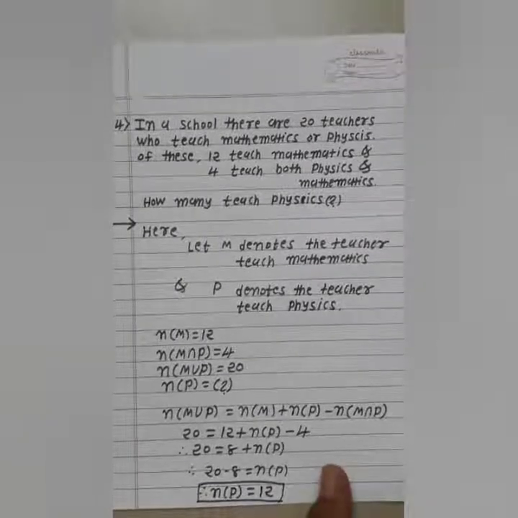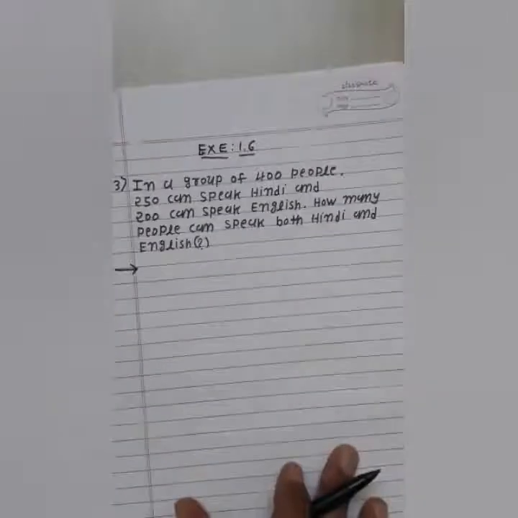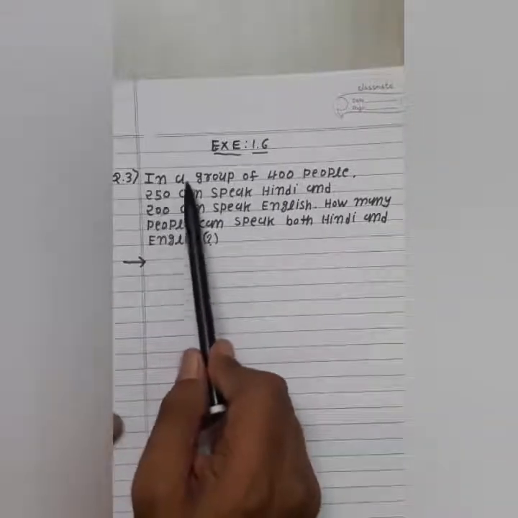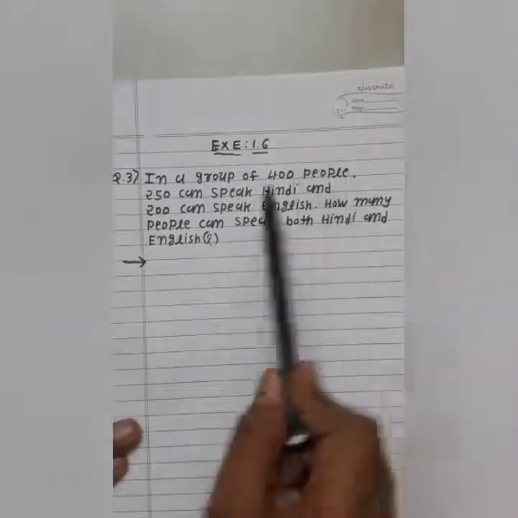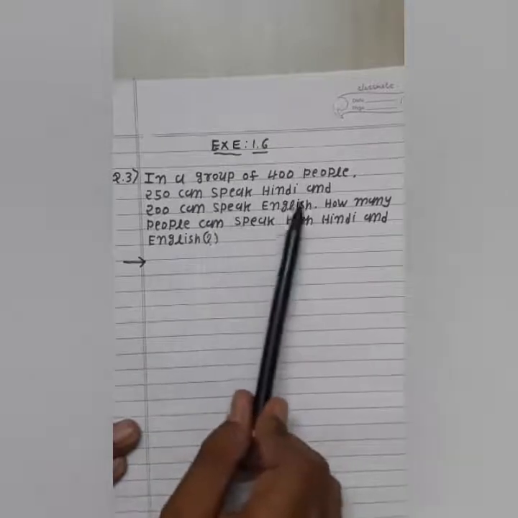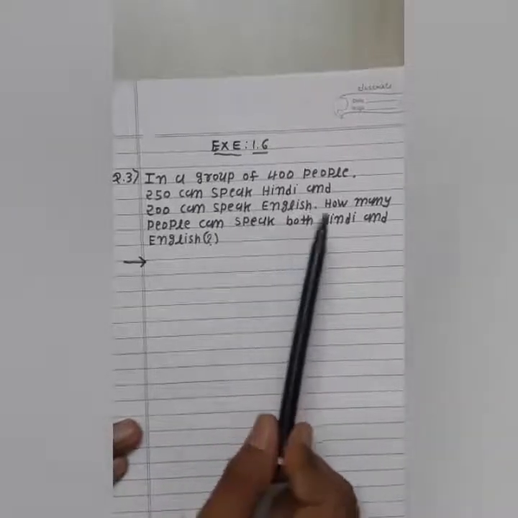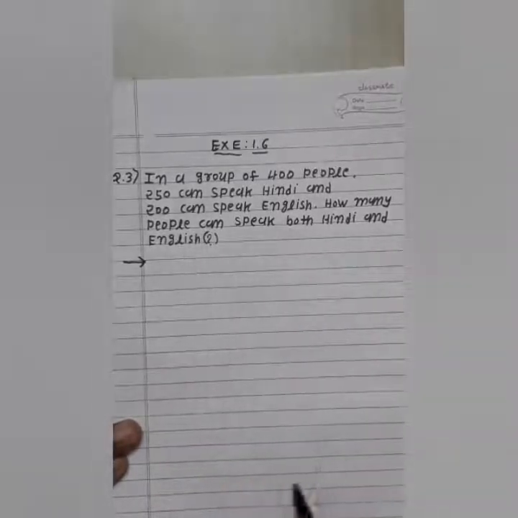Now in exercise 1.6, question number 3 is present. In question number 3, in a group of 400 people, 250 can speak Hindi and 200 can speak English. How many people can speak both Hindi and English?